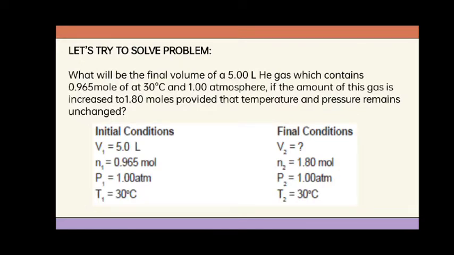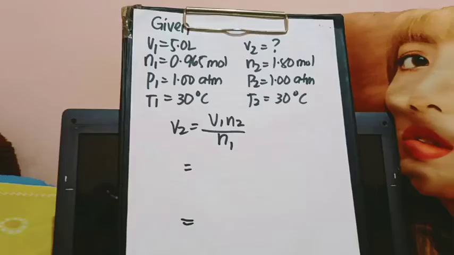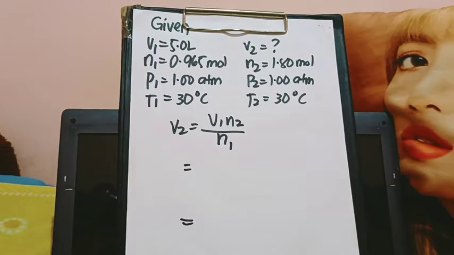So let's try to solve this problem. What will be the final volume of a 5-liter gas which contains 0.965 mole at 30 degrees Celsius and 1.00 atmosphere if the amount of gas is increased to 1.80 moles, provided the temperature and pressure remain unchanged? So let's try to solve this problem.